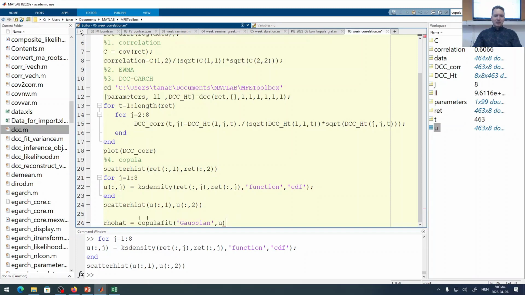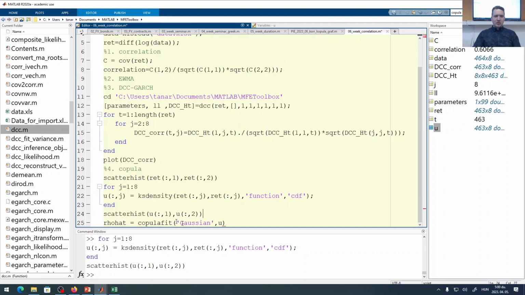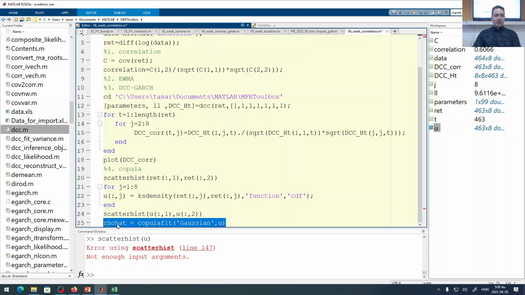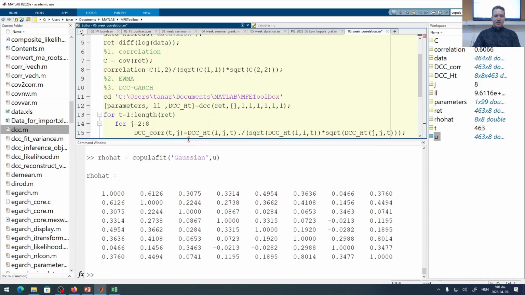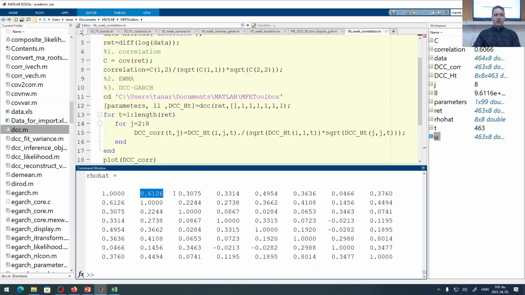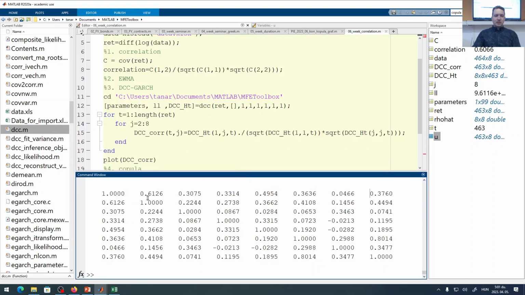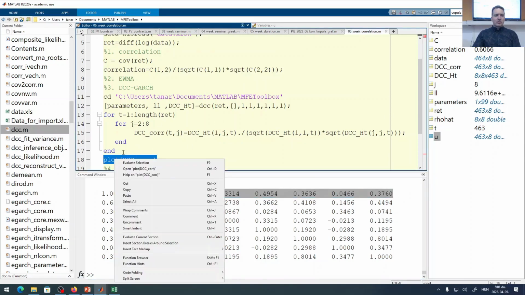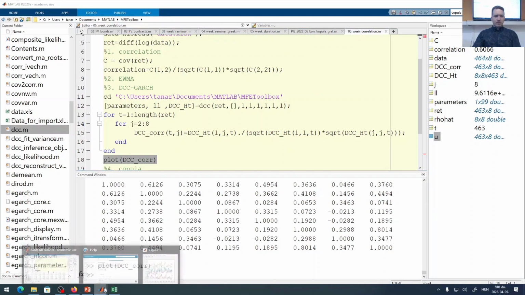Okay, and after that, we can just... Can I say scatter list for the input U? I think yes. Okay, and after that we can have Gaussian U, and as you can see, this is a correlation matrix. So in the main diagonal we have a correlation with itself, and after that with each other. So this is what we had. So let's go back to here.